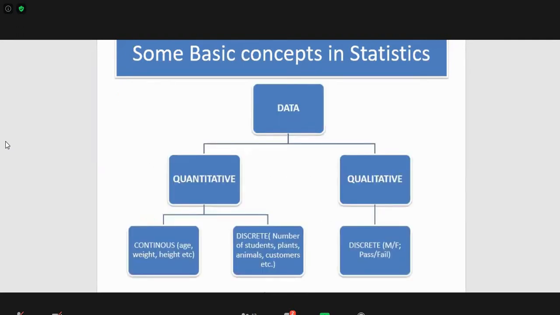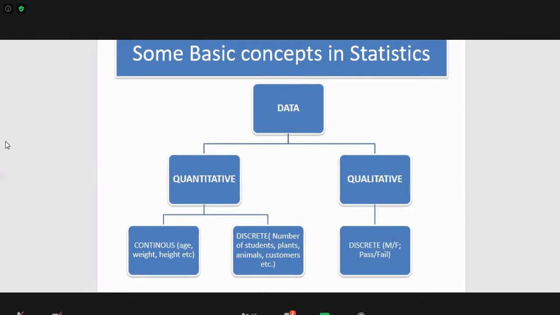Now, the data which you record during your research, there are different types of data. Either you record quantitative data or you record qualitative data. Quantitative data is of two types, one is continuous and one is discrete. What do we mean by continuous data? When you study the height of the student, you can have decimals there also. That means you can have a height of 160.7 centimeters, 166.3 centimeters, 160.0 centimeters.